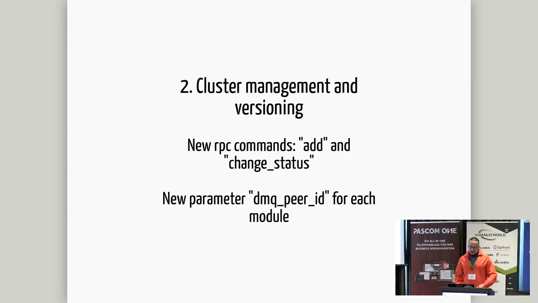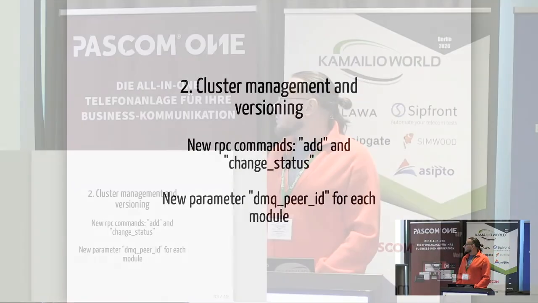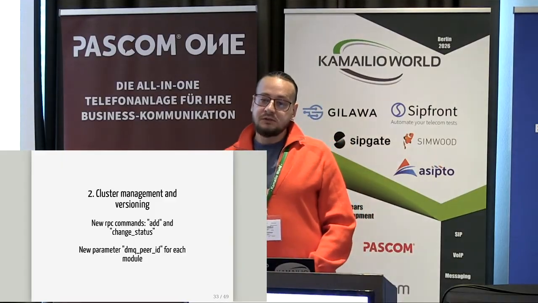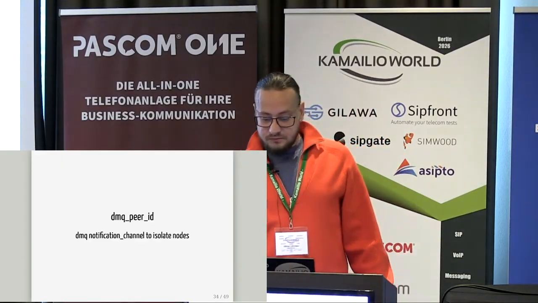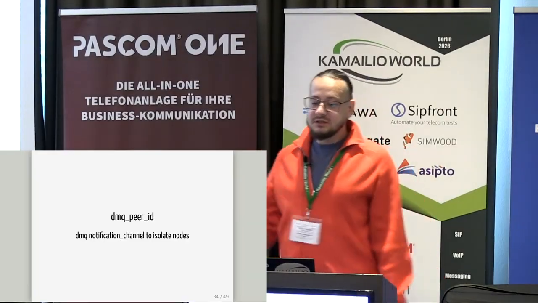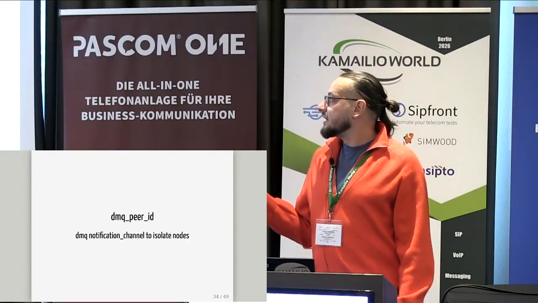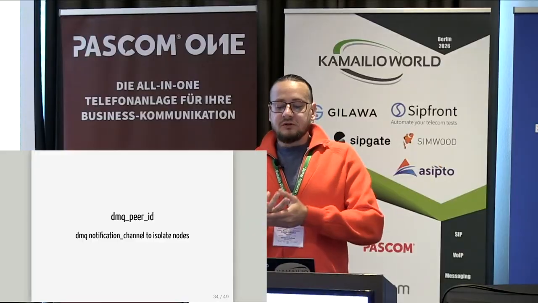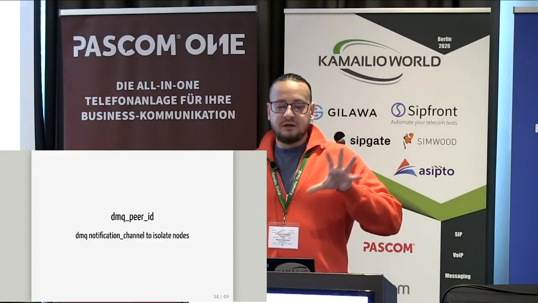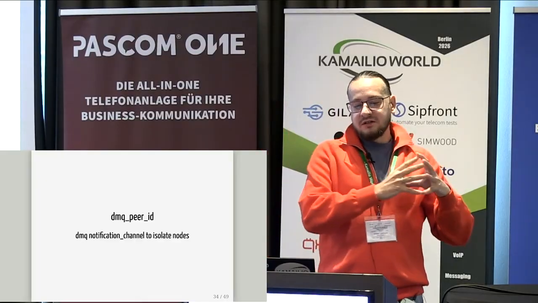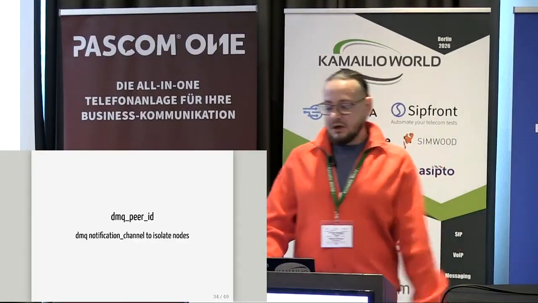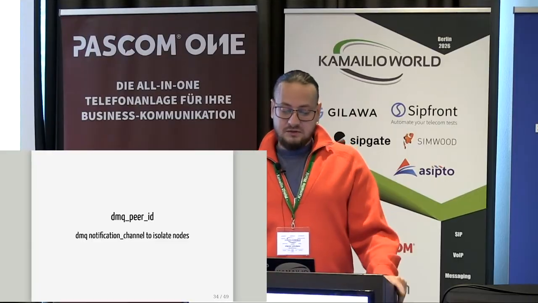Also, together with my colleague Stefan, we added the parameter DMQ peer ID. This parameter was added for each model that uses DMQ. Why do we need it? There was already a notification channel parameter, a parameter of the DMQ model, and it was really useful to isolate different nodes in the cluster. You can have a different notification channel for one part of the cluster and for another, and they will never communicate with each other, because the notification channel is different.